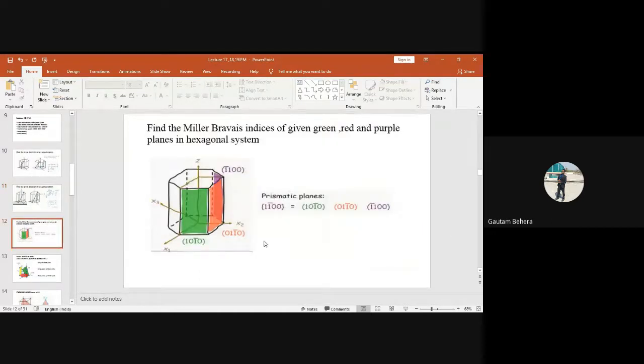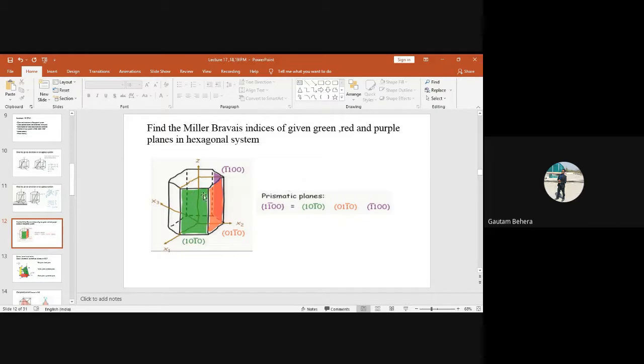Now the question is, find out the Miller-Bravais indices. That means find out the four coordinate system for these particular given planes. This is the green plane, this is the red plane, and this is the purple plane. So this is actually easy. You do not have to do much here, right? If you remember how to find out Miller indices for given crystallographic planes in a cube, that will be applied over here. And the origin is always here. You can see this is the origin, right? This one is the origin.